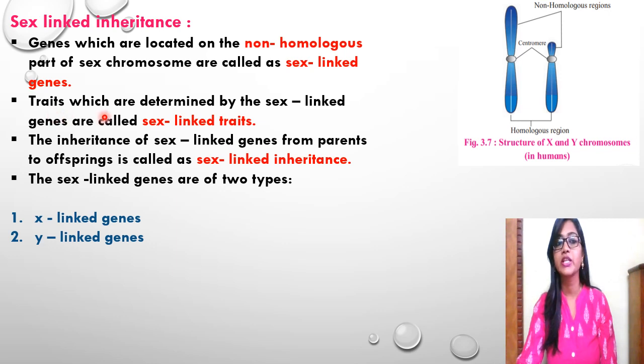The traits or characters which are determined by the sex-linked genes are called sex-linked traits. The inheritance of sex-linked genes from the parents to the offspring is called sex-linked inheritance. The sex-linked genes are of two types, X-linked genes and Y-linked genes. The genes present on the non-homologous part of the X chromosome are X-linked genes, and the genes present on the non-homologous part of the Y chromosome are known as Y-linked genes.